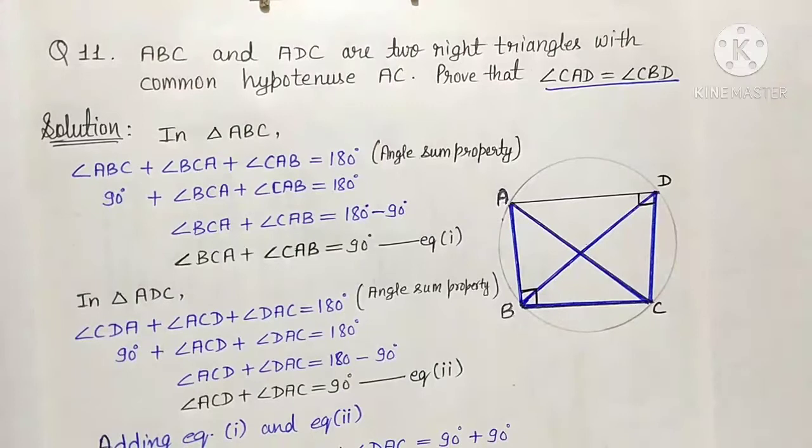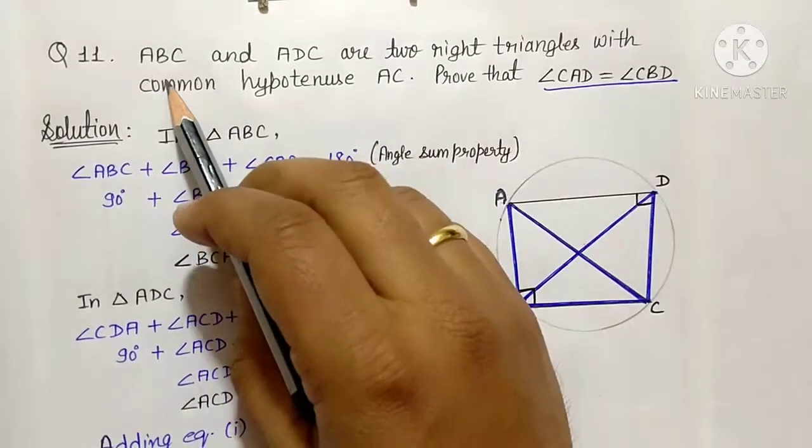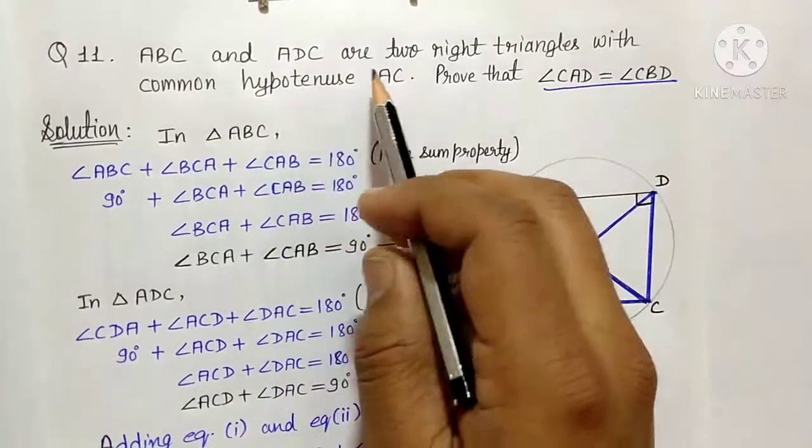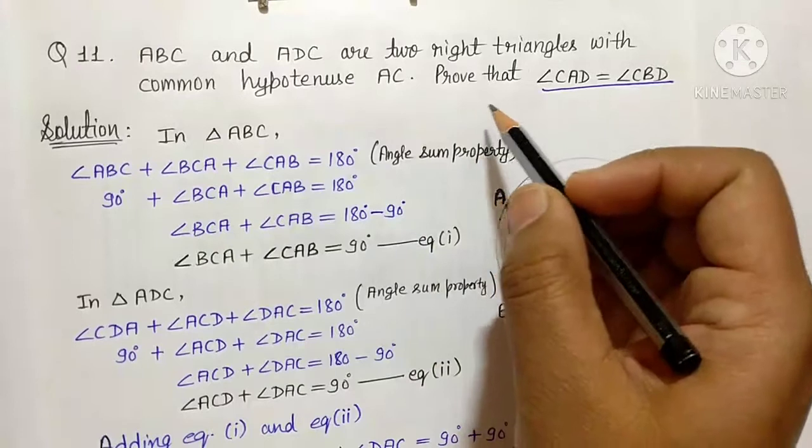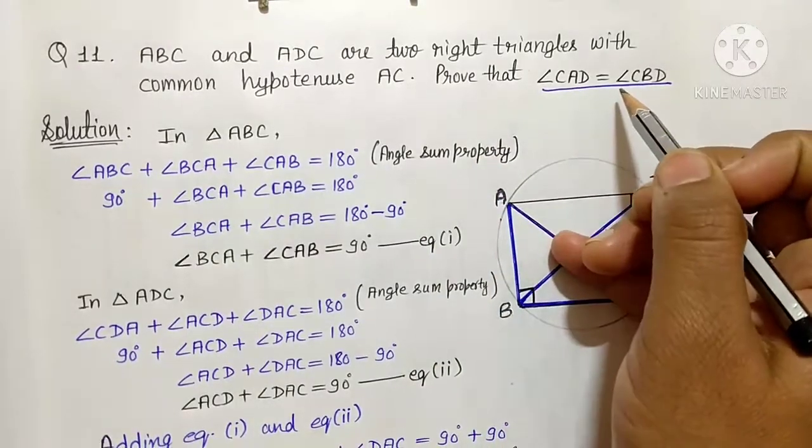So now we are moving towards question number 11, which says that ABC and ADC are two right triangles with common hypotenuse AC. Prove that angle CAD equals angle CBD.